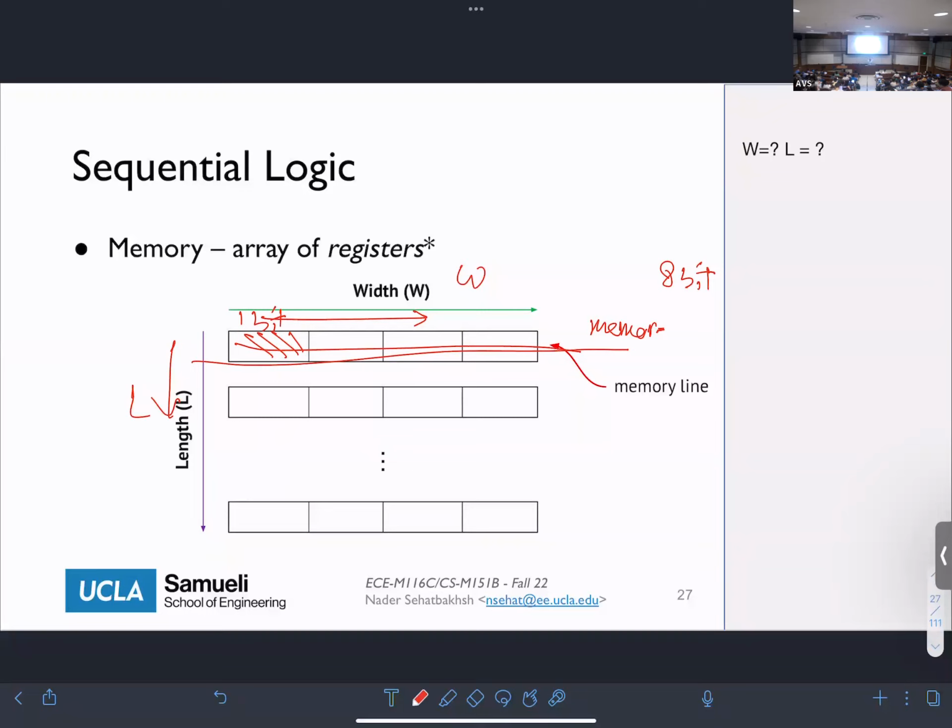And then we can have multiple lines in the memory, right? The lines and widths have nothing to do with each other. You always have 8 bits, or 1 byte, per memory line, but you can have thousands, tens of thousands, or millions of lines in your memory. That's your L.